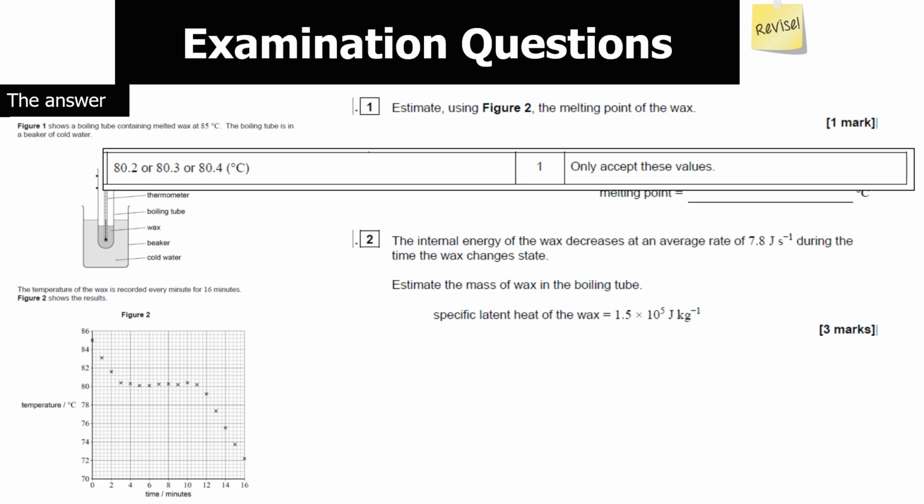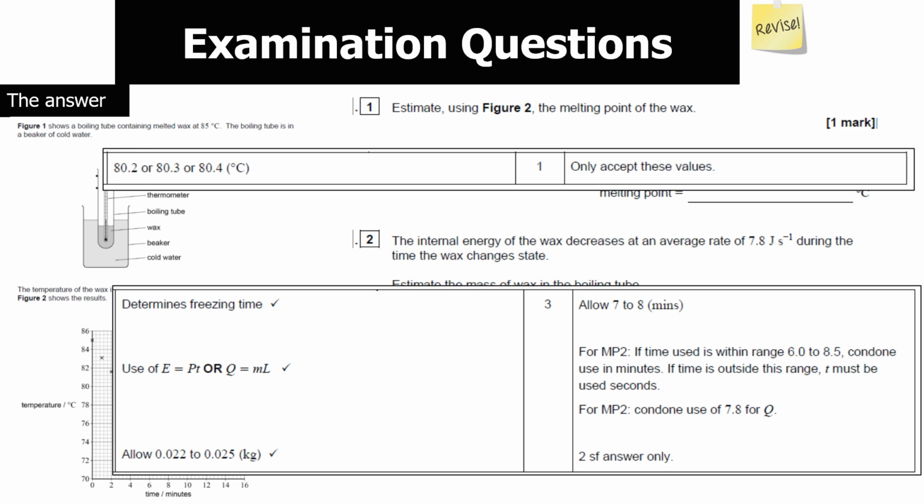Convert that time back into seconds from minutes, and you can work out your value for your energy, which is Q. Then you can rearrange it, say m equals Q, which you've just worked out, over L, which you've been given, and then you get an answer between 0.022 and 0.025 kilograms.